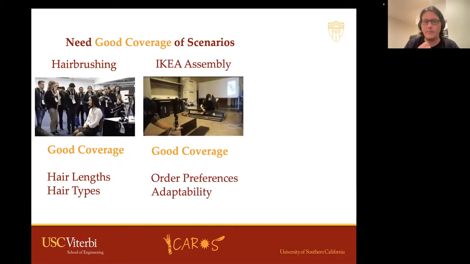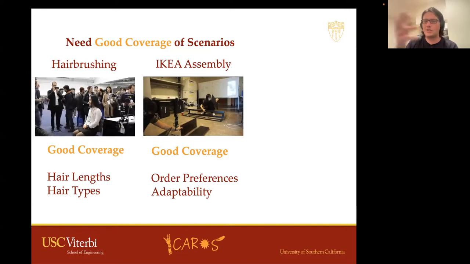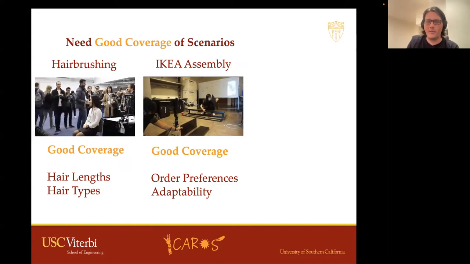For something like IKEA assembly, people have different preferences. So we'd want to make sure that we're testing different orders of preferences in terms of putting IKEA together, because no one follows the directions and they go out of order. It seems also adaptability matters: a robot may hand a human a part and then the human might not be ready for that part. And then they'll change to be more like what the robot wants to do rather than what they want to do. So it needs to be able to work in both those kinds of settings.